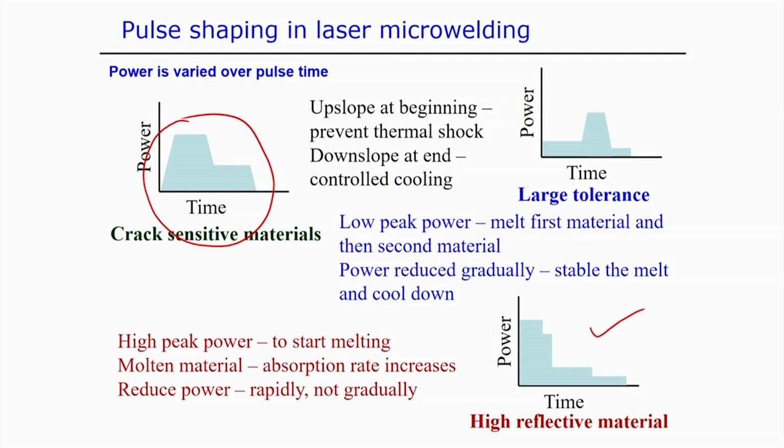So, that means there is a role of the shape of the pulse in the welding of different types of material. It is possibly useful when there is a difficulty in welding different types of material.